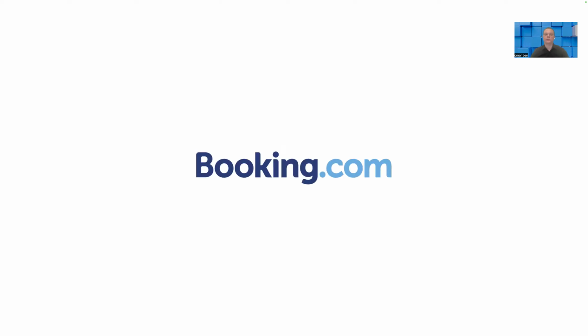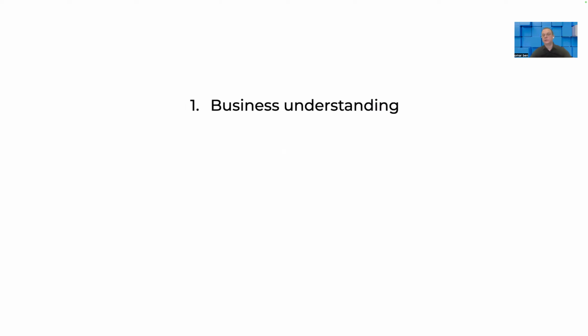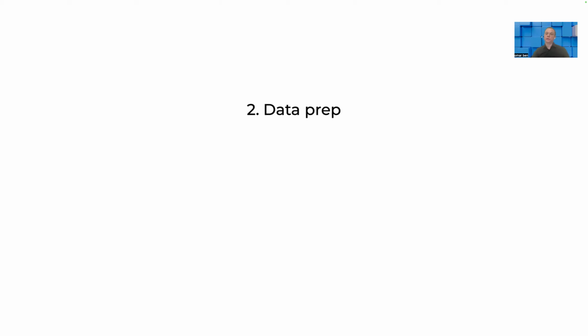So let's take the example of Booking.com. Let's take the objective of, for example, increasing booking conversion. And let's go through the 5 steps. So first, when it comes to business understanding, the goal here is to increase conversion rate of users searching for hotels, but not completing bookings. Second, we move to data prep.